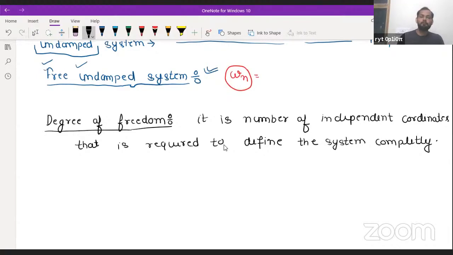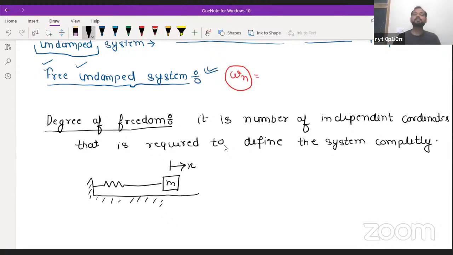For example, we are taking one example of a spring mass system. There is one spring and there is one mass. As we know, in this case we are giving a displacement x to the system. So with this single coordinate we can define the system completely.